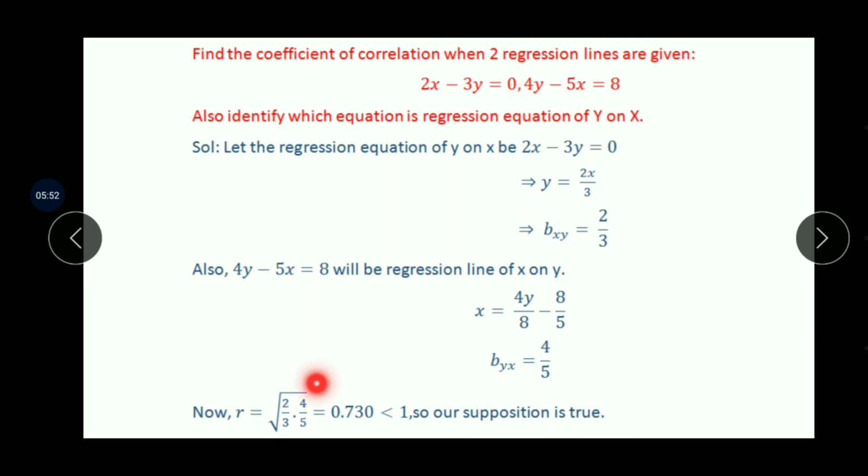If this value would have come greater than 1, then our supposition would have been wrong. Okay, so in that case, this equation would have been the regression equation of x on y, and this equation would have been the regression equation of y on x, and then again you have to repeat the same procedure.